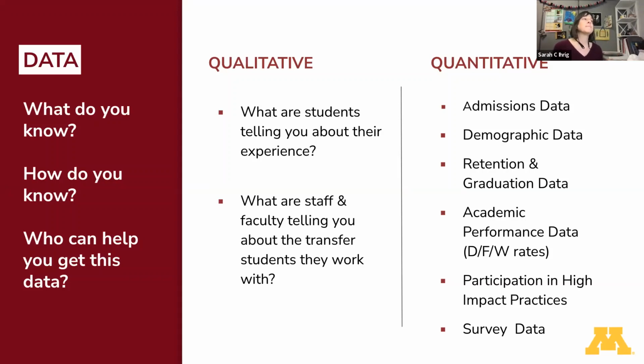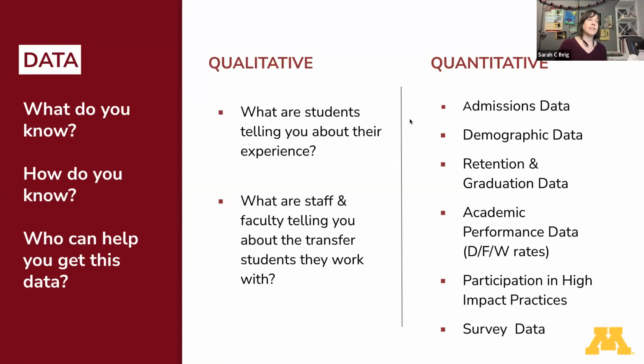And then of course, we all have a ton of perhaps quantitative data that we can get our hands on. I think we have admission data, right? Who are our transfer students? Where are they coming from? What type of institution? What institutions? What do they want to study here? And perhaps sometimes who is not applying or who is not getting admitted is also important to understand.